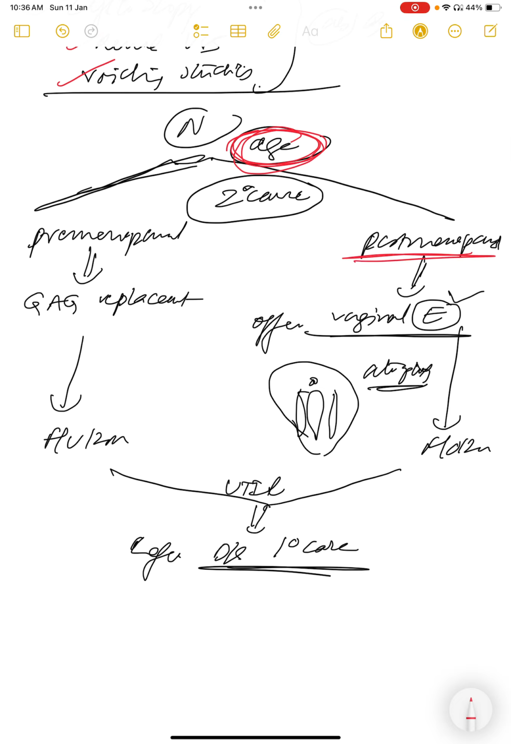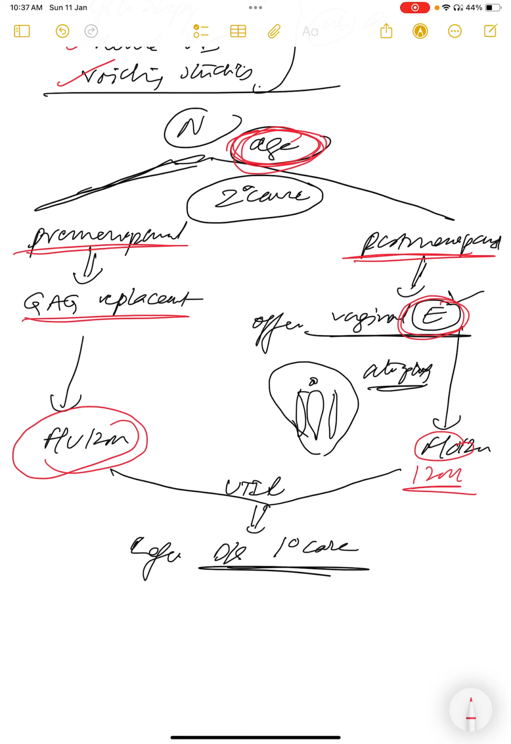If she is postmenopausal, that means something hormonal, you will go for vaginal estrogen and follow up after 12 months. If she's premenopausal, you go for prophylactic antibiotics and follow up after 12 months. If the symptoms are reducing, UTI is reducing, then you'll discharge to primary care.